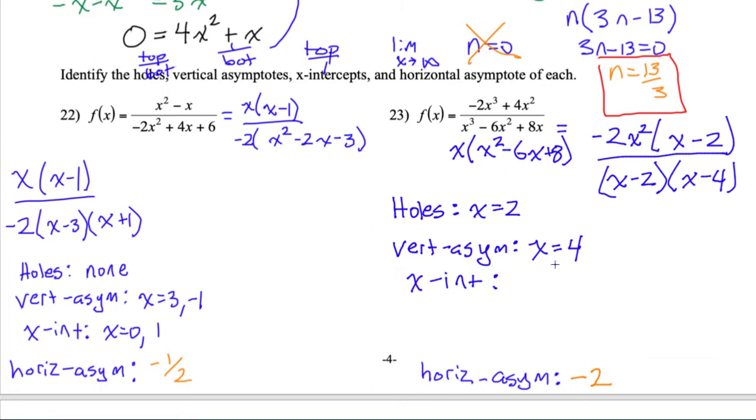And then from there, we're looking for the x-intercepts. X-intercepts happen only at the top, and the x minus 2 has already been used up, so I'm just left with this x squared. So that is 0 when x is 0, so x equals 0, and I'm done. Those are the 4 things I am looking for.